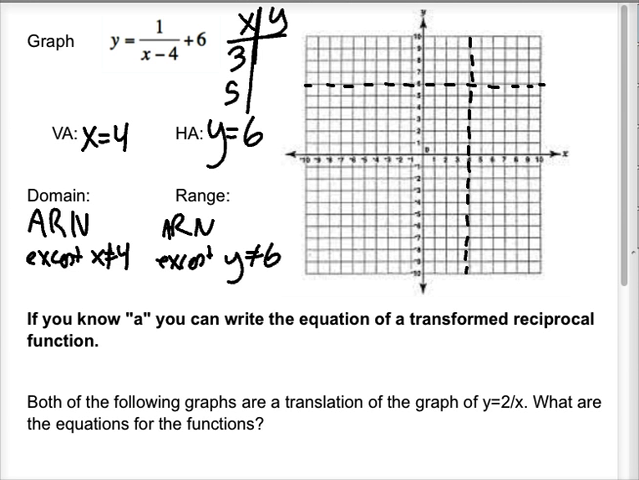So I'm going to put in a 3 first. By putting in a 3, I get 1 over 3 minus 4, plus 6. Well, 3 minus 4 gives me a negative 1. Oh, sorry, I skipped a step there. 1 over negative 1. Well, 1 divided by negative 1 is just going to be negative 1. Negative 1 plus 6 gives me 5.